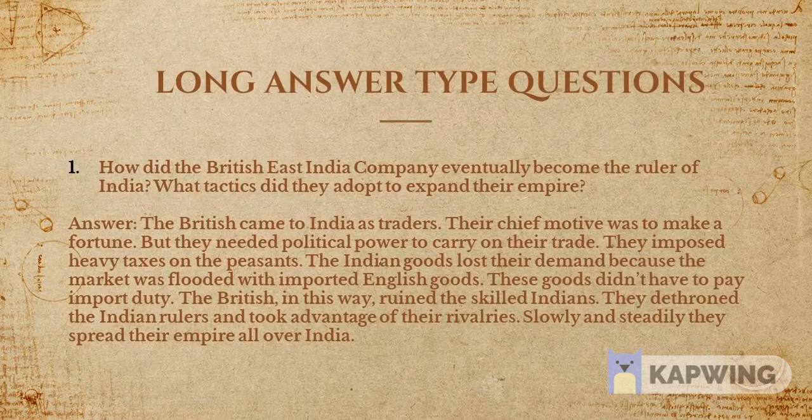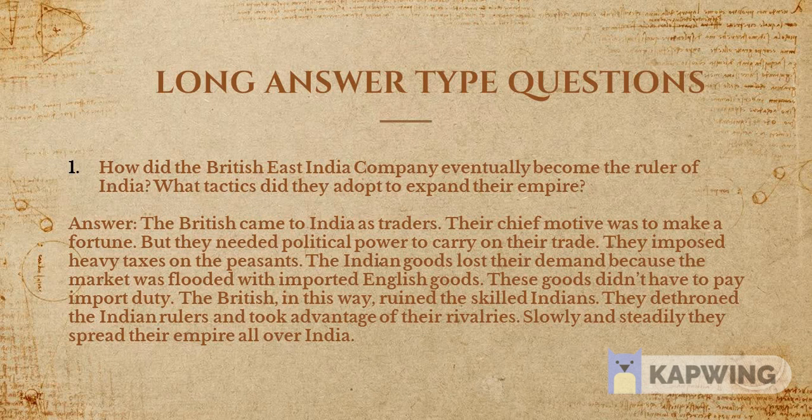Next is the long answer type questions. First one, how did the British East India Company eventually become the ruler of India? What tactics did they adopt to expand their empire? So the answer is, the British came to India as traders. Their chief motive was to make a fortune, but they needed political power to carry on their trade.